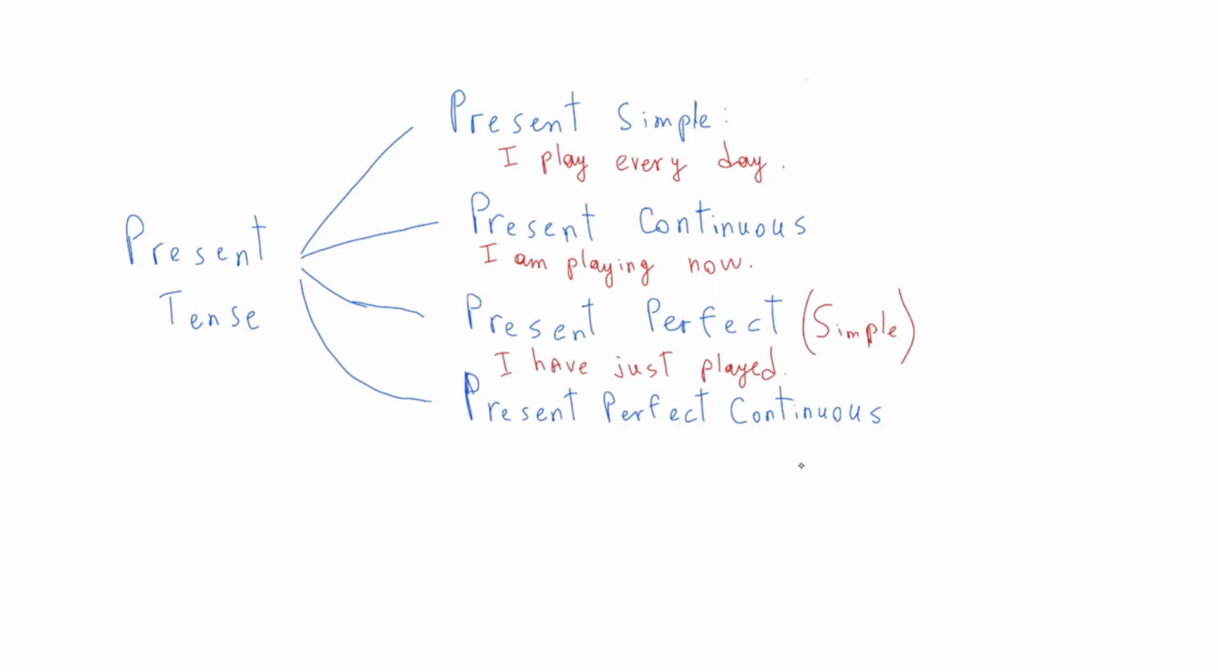Now, present perfect continuous, I have been playing since 2 p.m. You see, guys? So these are the examples. Now, what do they mean? How can we use present simple, present continuous, present perfect, and present perfect continuous?